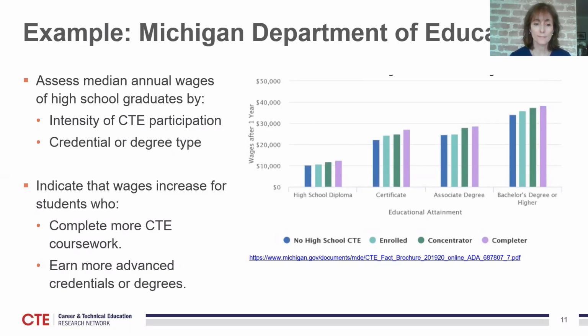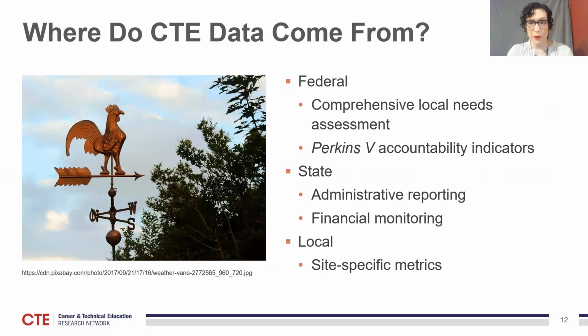Thanks, Kathy. So where does CTE data come from? Educators have access to a broad range of CTE data due in part to requirements associated with the use of categorical funding to finance instruction. For example, in exchange for providing Perkins 5 grants to states, the federal government holds educators accountable for reporting on the results they achieve. This includes conducting a biannual comprehensive local needs assessment to document their site assets and needs, and to report annually on a set of performance indicators specified in the legislation.